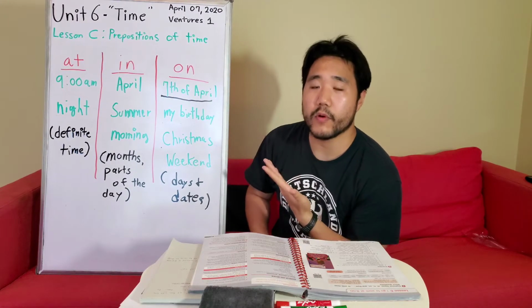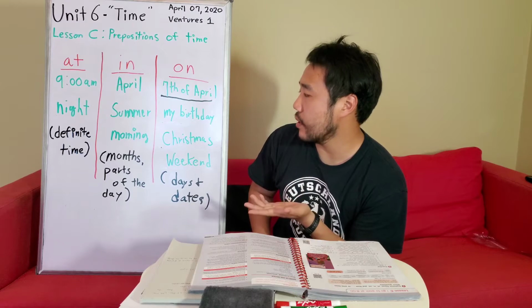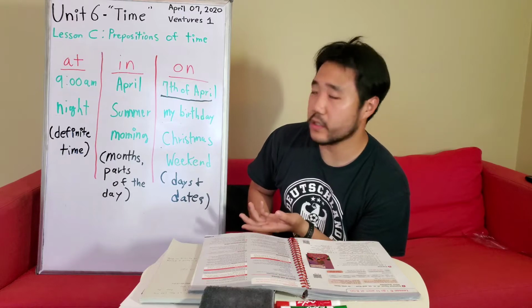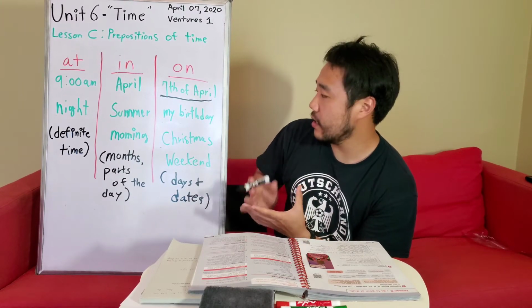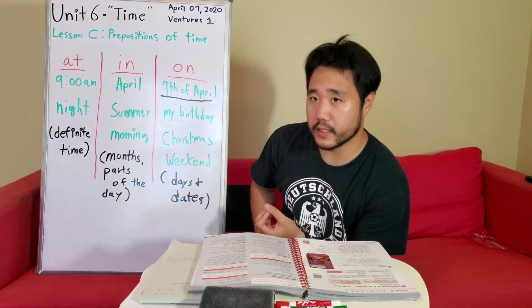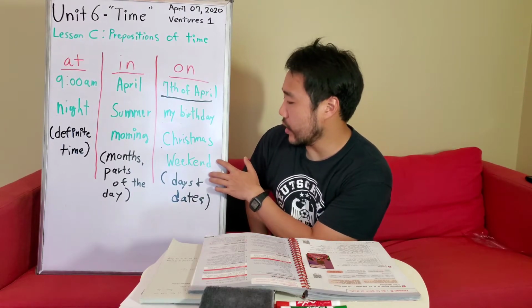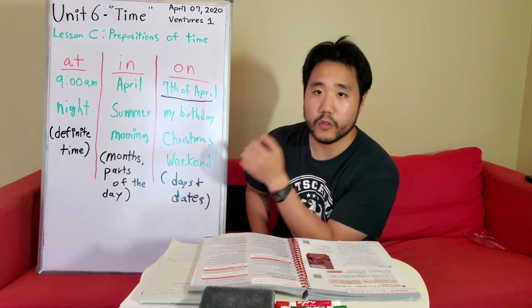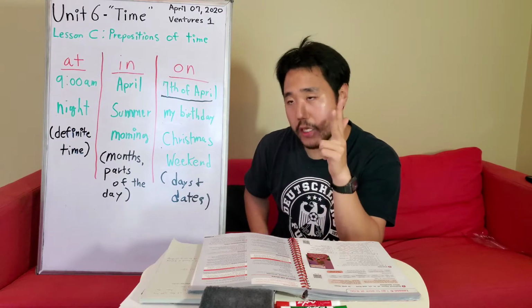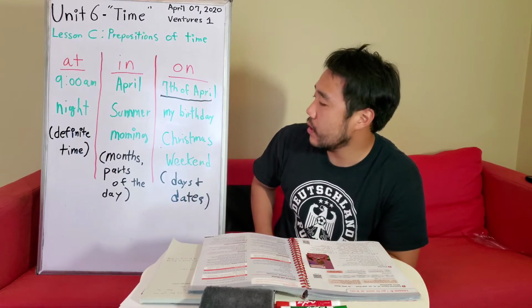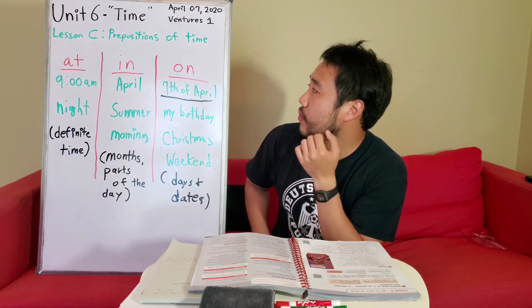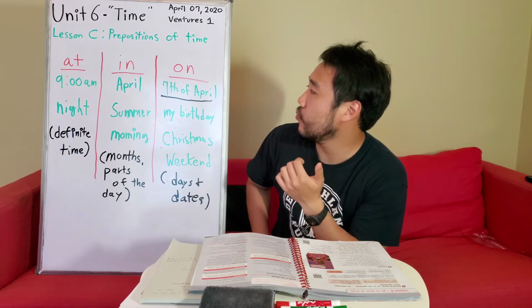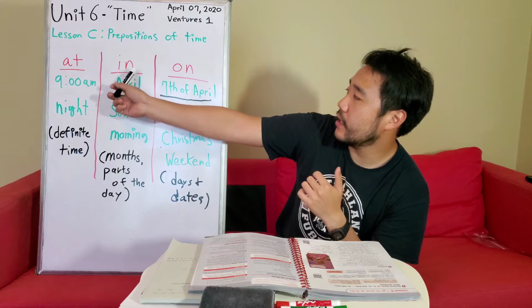And on my birthday. On Christmas. Christmas is also kind of specific, but it's just a day, December 25th. And on the weekend. Weekend is included in days. So it's Friday, Saturday, and Sunday. So there are 3 days in the weekend. So the prepositions of time would be at, in, and on.